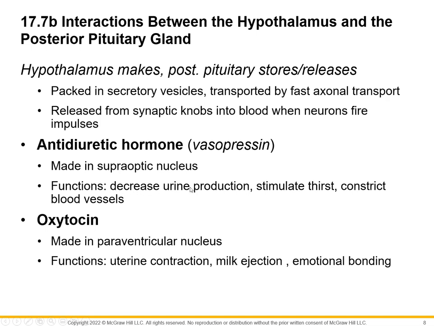If you decrease urine production, you're not getting rid of as much fluid. You stimulate thirst, you're bringing in more fluid. And if you constrict blood vessels, you make them more narrow, right? All three of these things are helping to increase blood pressure, right? Helping to increase blood pressure. And so we'll talk about this as we go through various lectures. We'll see how ADH is important for blood pressure and fluid regulation.